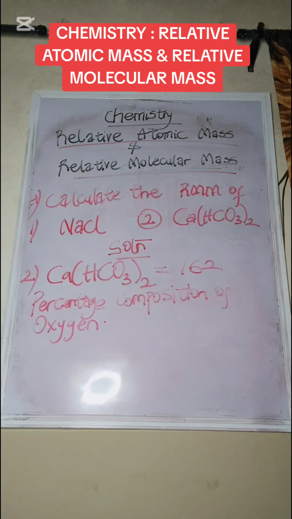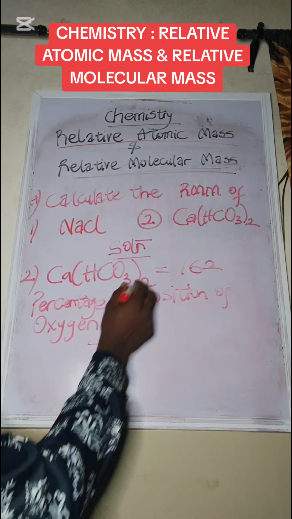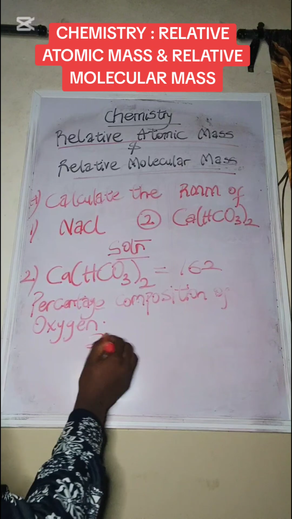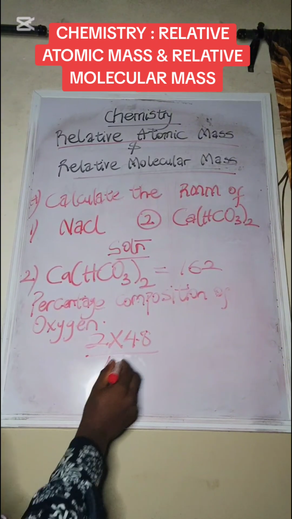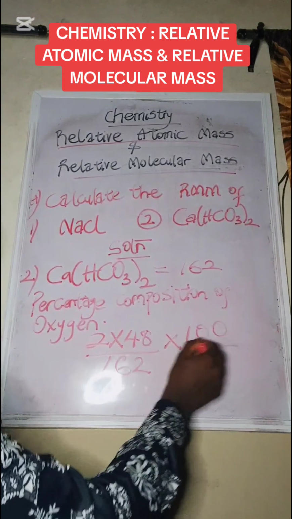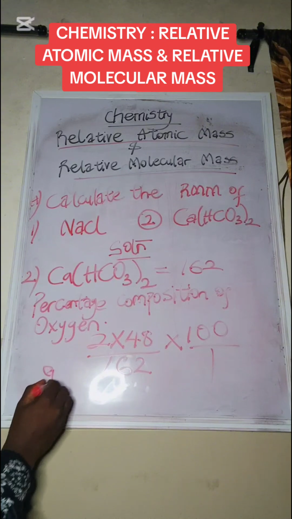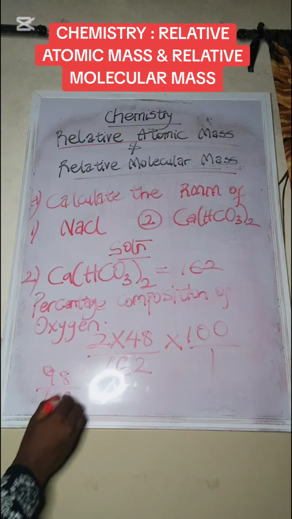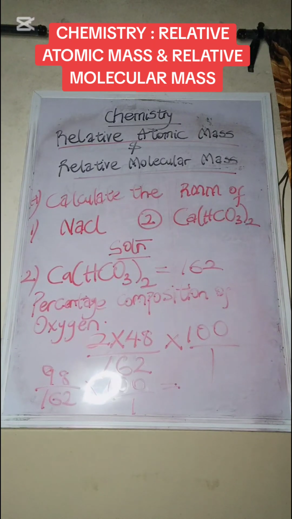Now the percentage composition of oxygen in the compound. We had oxygen, that is 3 times 16, which is 48, times 2. So we have 2 times 48 over the total, which is 162, times 100 over 1. So we have this to be 96 over 162 times 100 over 1, to get the percentage composition of oxygen in the compound.